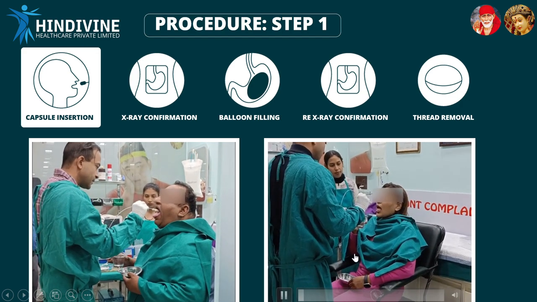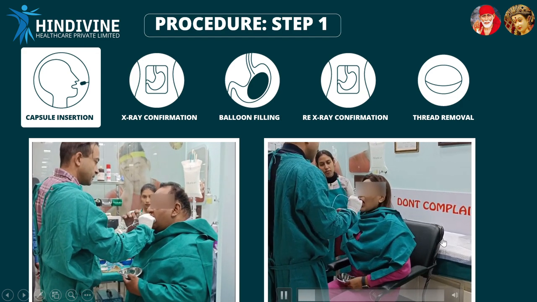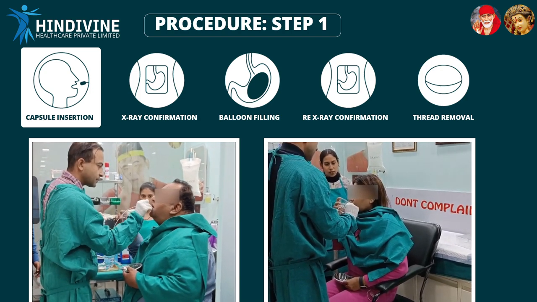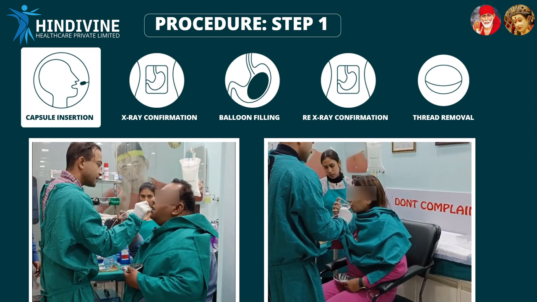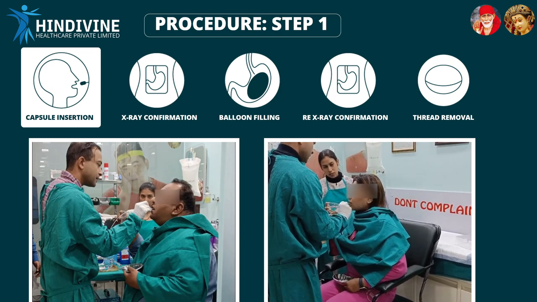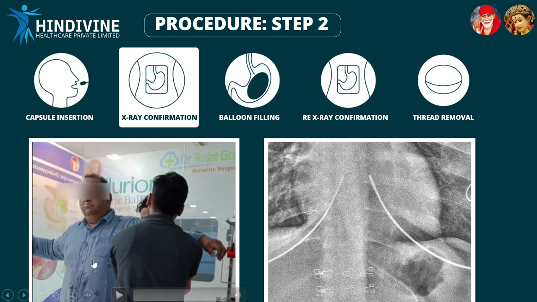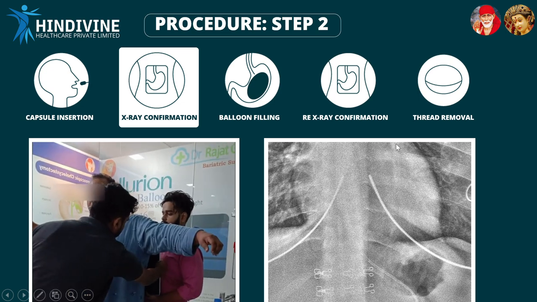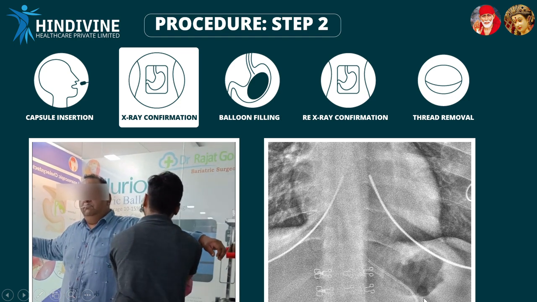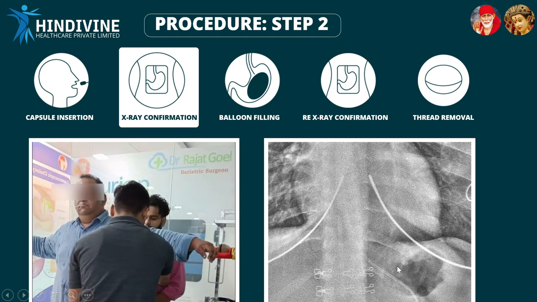The first step is the drinking of the water to swallow the capsule. It takes 5 to 10 seconds. In the last week itself, we have done 5 Allurion balloon procedures. And the second step is to do an X-ray to check the position of this thread, like this thread is coming here, that it is inside the stomach. This is step 2.